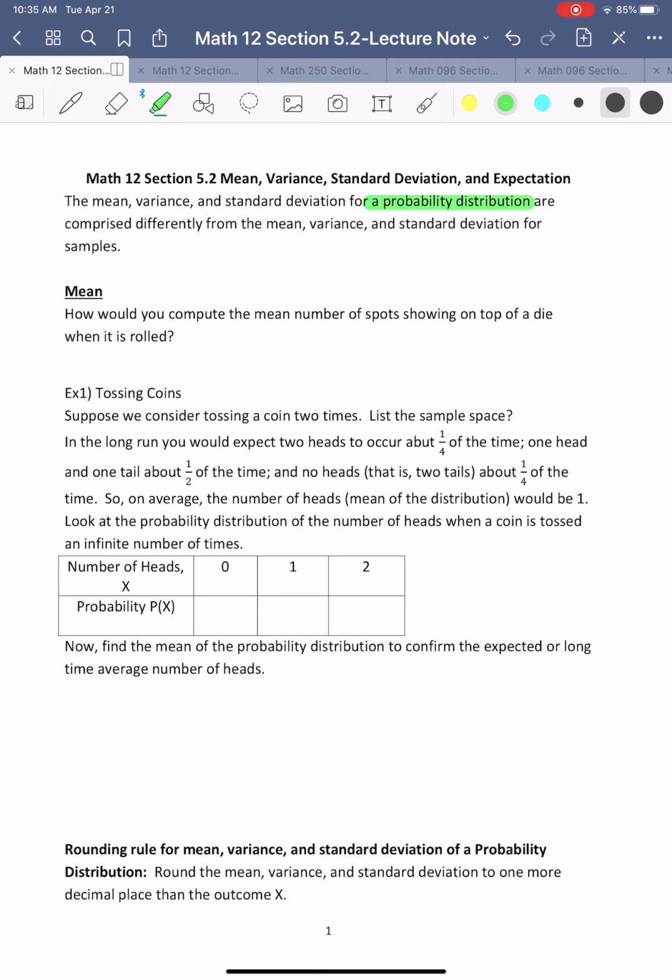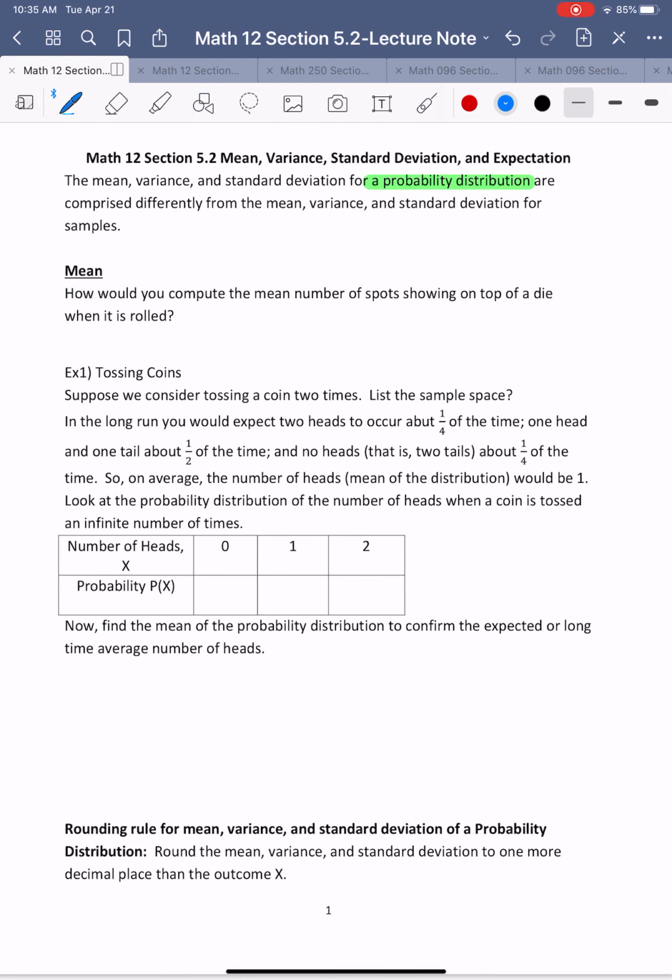So, mean: how would you compute the mean number of spots showing on the top of the die when it is rolled? In order to do that, we are doing the problem in number one, tossing coins. Suppose we consider tossing a coin 2 times. We do it 2 times and then list the sample space. The sample space will be head-head, head-tail, tail-head, and tail-tail. I think that's all, right?